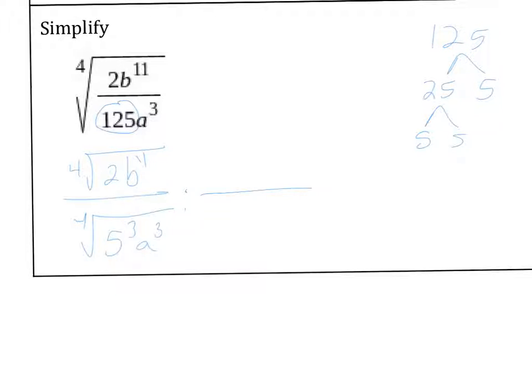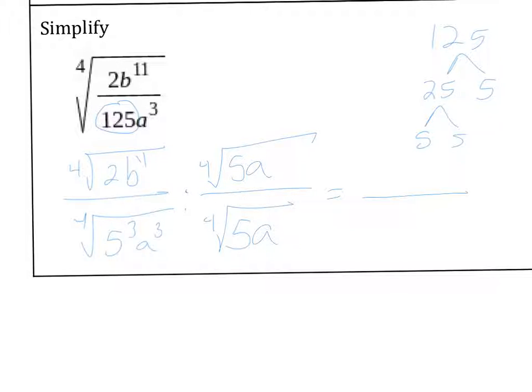So I'm going to use some fourth roots here, top and bottom, fourth root. And I need this to be 5 to the fourth, so I need another 5. And I need this to be a to the fourth, so I need another a. So it's a fourth root of 5a on the top and the bottom.